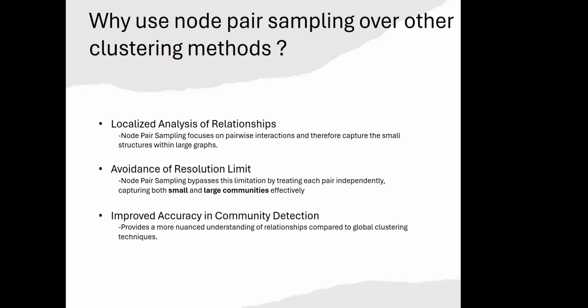The fact that there is a problem called avoidance of resolution limit. The resolution limit is the fact that in a large graph, you might lose small patterns, which means that if you have a small cluster within a big graph, you may actually lose this information, and you will merge the small cluster into a bigger cluster, and therefore lose information in the data. By using node pair sampling, you will be able to keep this information and not merge those clusters.